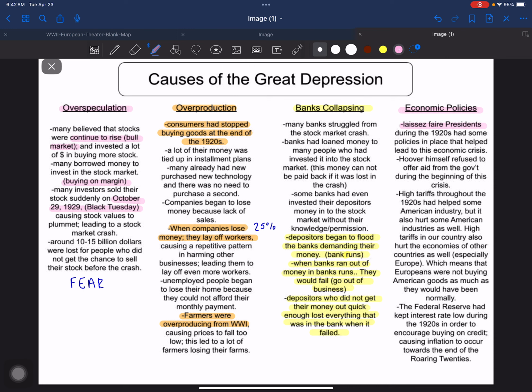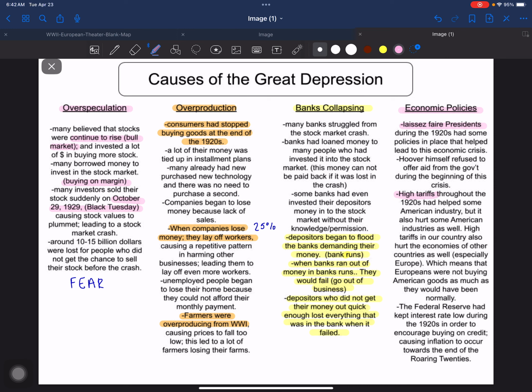And we're also going to see that Hoover is going to realize, as this depression worsens between 1929 and 1932, that approach is no longer going to work, and he's going to have to be a little bit more proactive. Something else that was in place that's going to contribute are high tariffs.